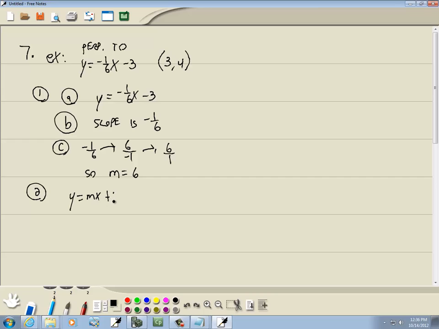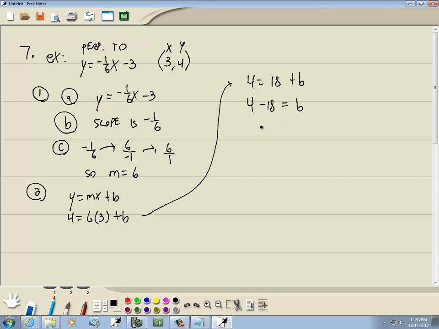Well, step 2 is still the same. Plug in the given point for x and y. So plug that in for x, plug that in for y. Plug in the m we found in 1c, which was 6. And x is 3, plus b. And then solve for b. Well, 6 times 3 is 18, plus b. Take the 18 on the left side, becomes a negative 18. And 4 minus 18 gives us negative 14.